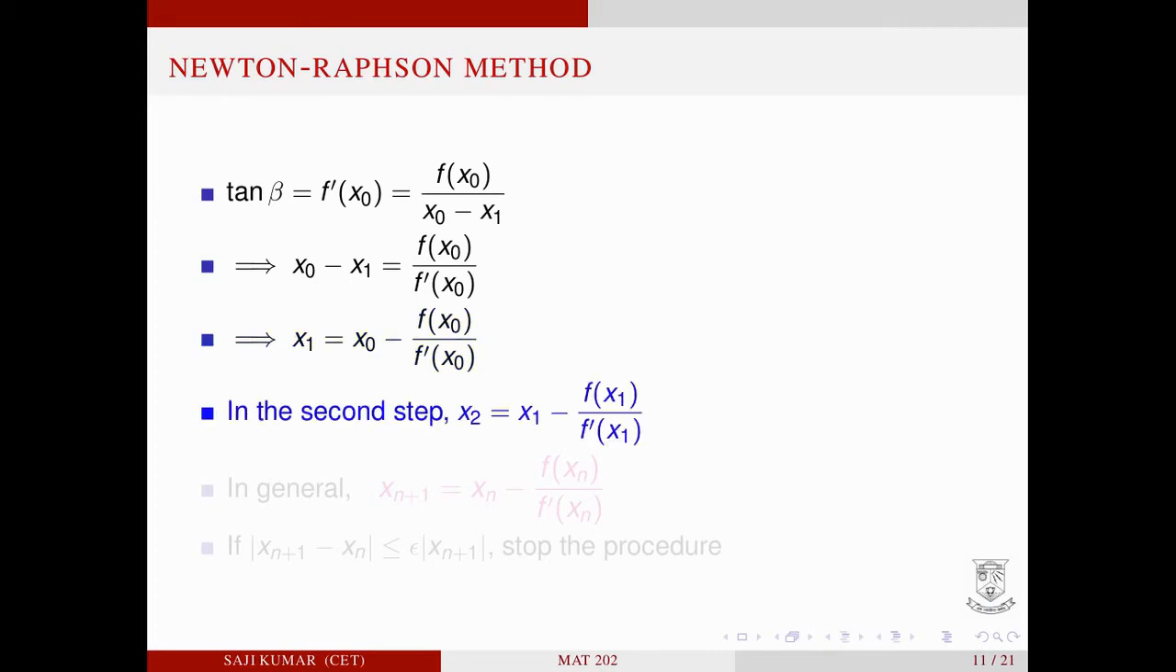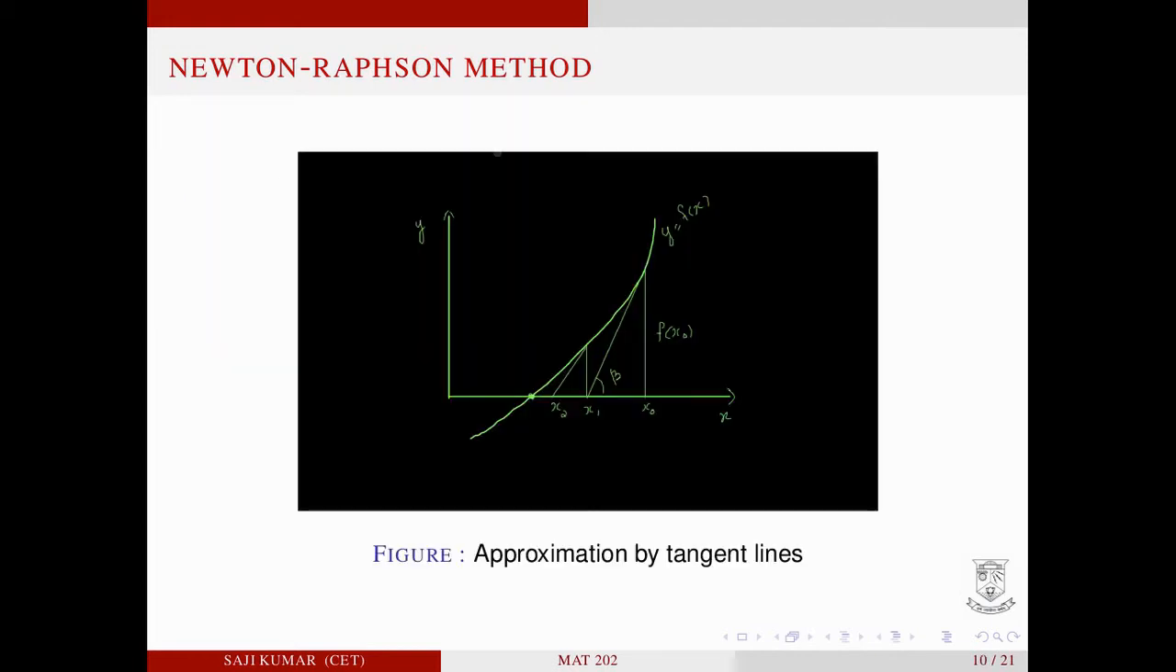In the second step, we are using this x1 as the initial approximation and proceeding. Again we draw the tangent line at the point x is equal to x1, and extend the tangent line to meet the x-axis, again at the point x2, which is closer to the actual root than the first approximation x1.